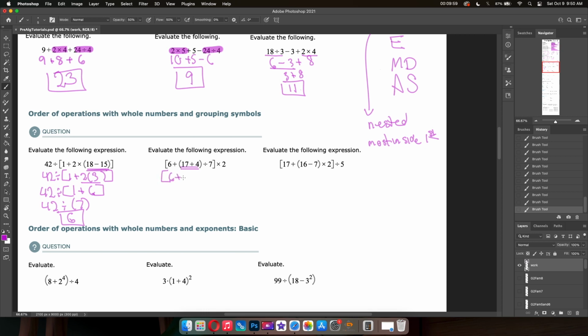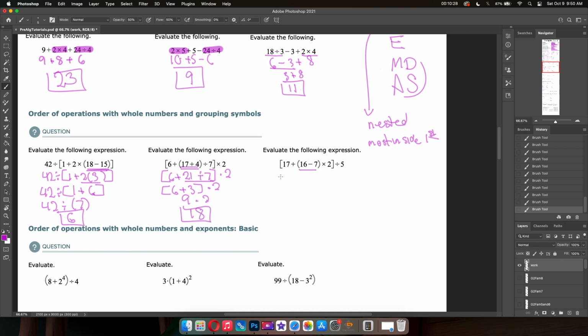So 6 plus, what's 17 plus 4? 21 divided by 7 times 2. So now I have addition and division here. Knowing my order of operations up here, we're going to do division first. So that's 6 plus 21 divided by 7 is 3 times 2. 6 plus 3 is 9 times 2, which is going to be 18. That's our final answer.